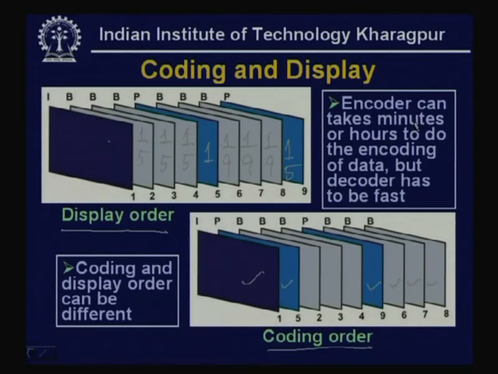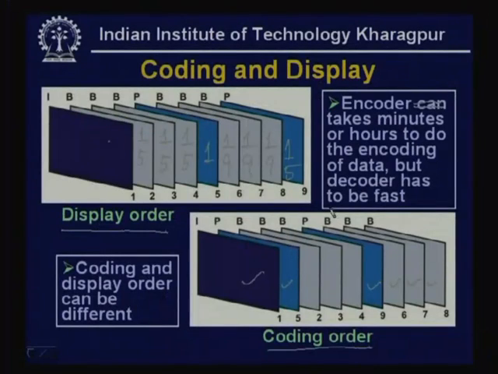Second, the encoder takes minutes or hours to do the encoding of data, but the decoder has to be fast. It has been observed that the encoder algorithm is quite complex, so it may take minutes or hours for encoding. However, at the receiving end, the decoder has to do on the fly processing and display the images. That is why the decoder has to be pretty fast. So, there is a difference in the complexity of the encoder and decoder.